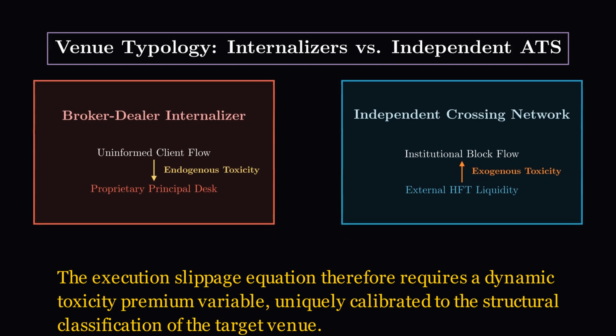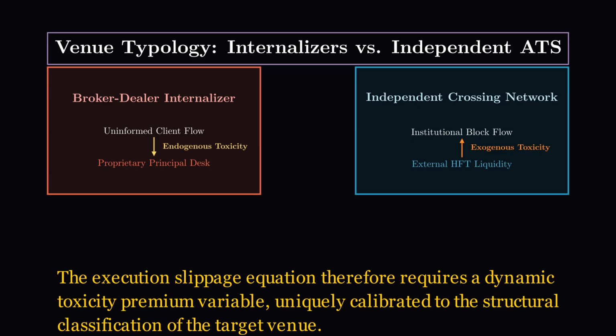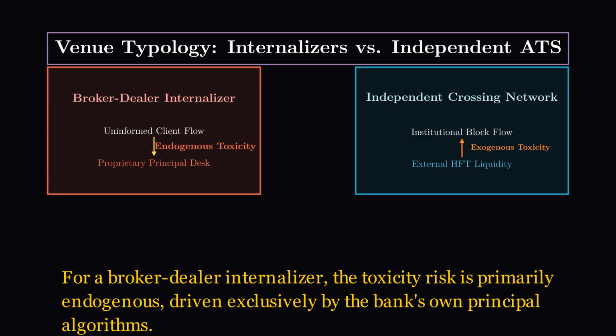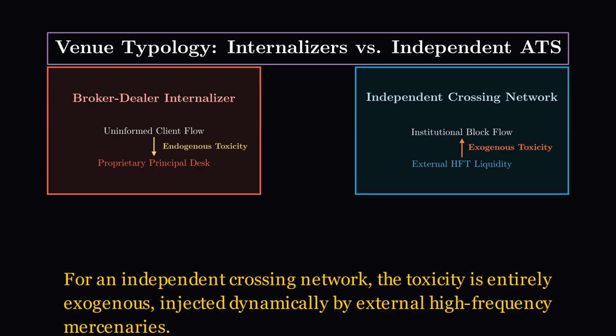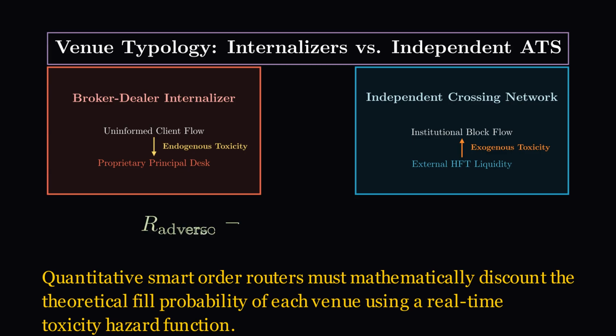The execution slippage equation therefore requires a dynamic toxicity premium variable, uniquely calibrated to the structural classification of the target venue. For a broker-dealer internalizer, the toxicity risk is primarily endogenous, driven exclusively by the bank's own principal algorithms. For an independent crossing network, the toxicity is entirely exogenous, injected dynamically by external high-frequency mercenaries. Quantitative smart order routers must mathematically discount the theoretical fill probability of each venue using a real-time toxicity hazard function.